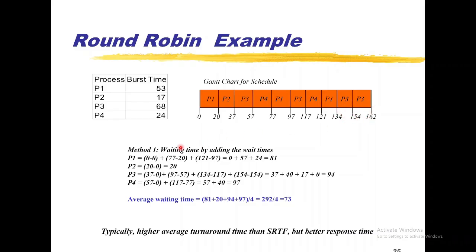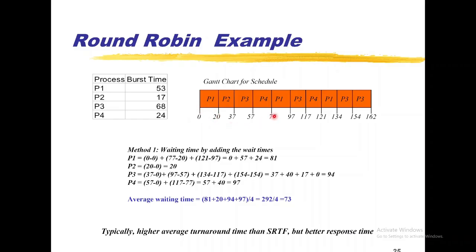So with that, you can see that there are two ways we can calculate the waiting time for the Gantt chart. One, you can use each of the waiting times and add them together. So waiting time by adding the wait times. If you look at P1, when it arrived, it waited for no seconds, it started immediately at 0. P1 ran from 0 to 20, it stopped.